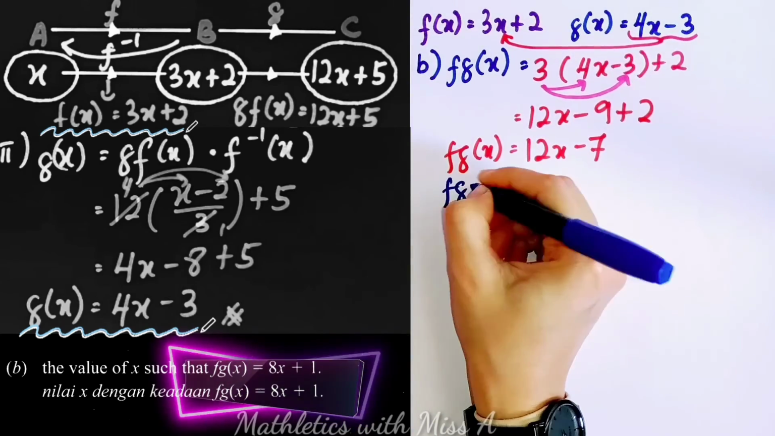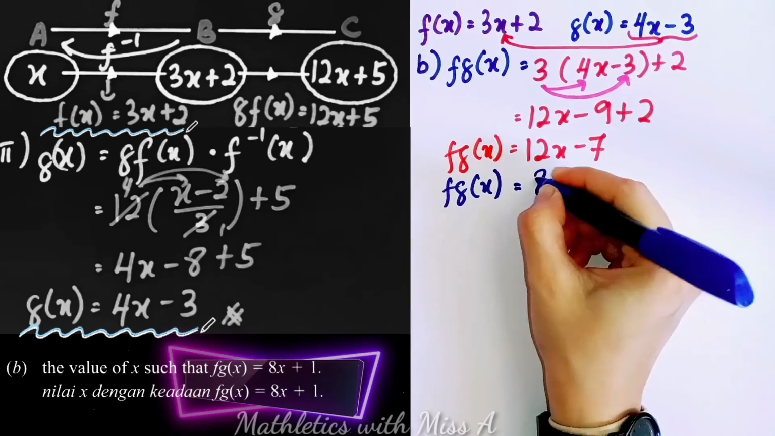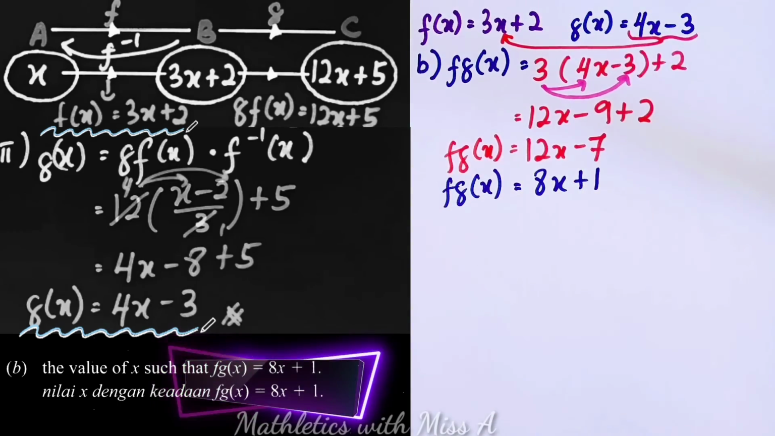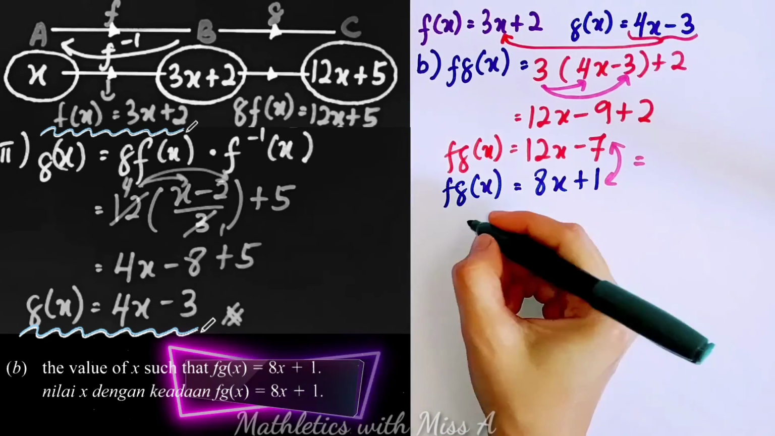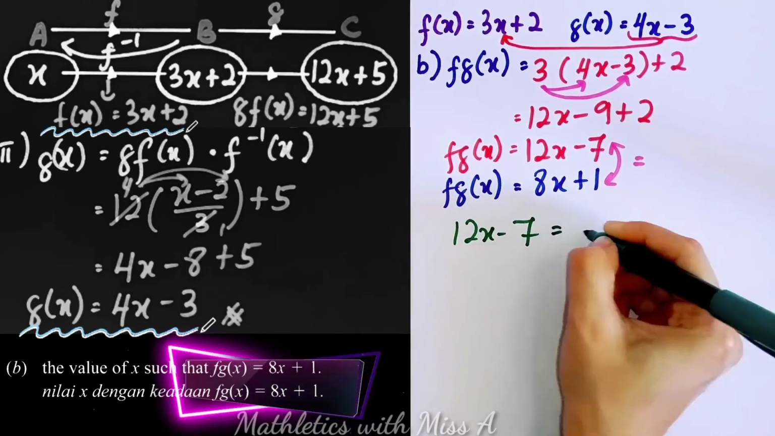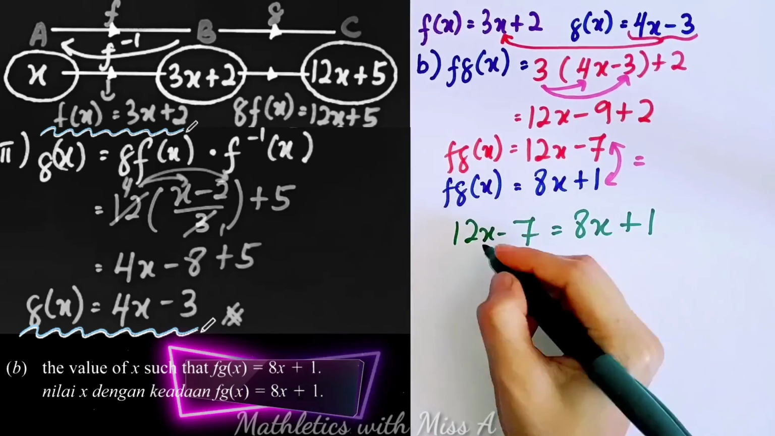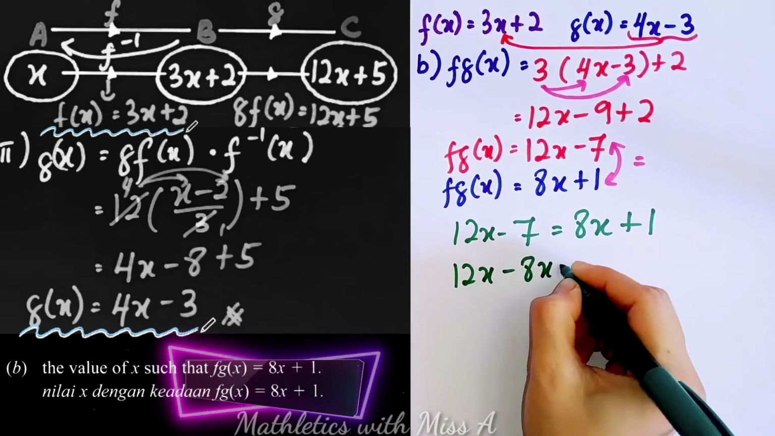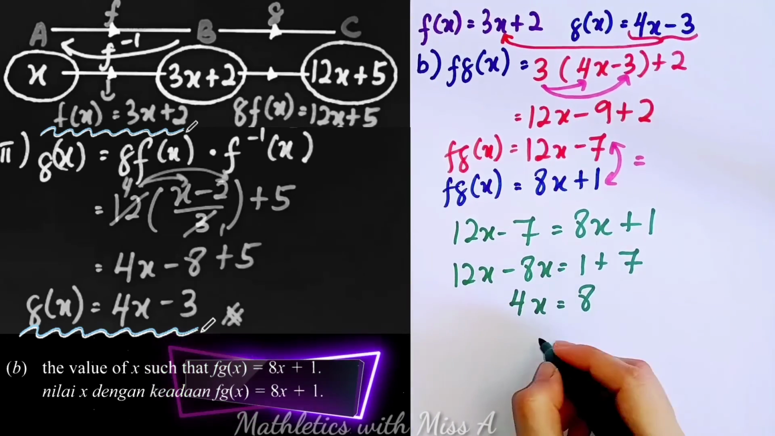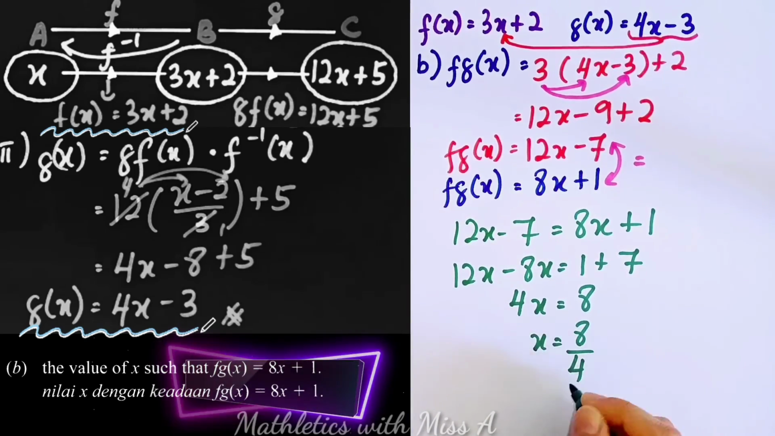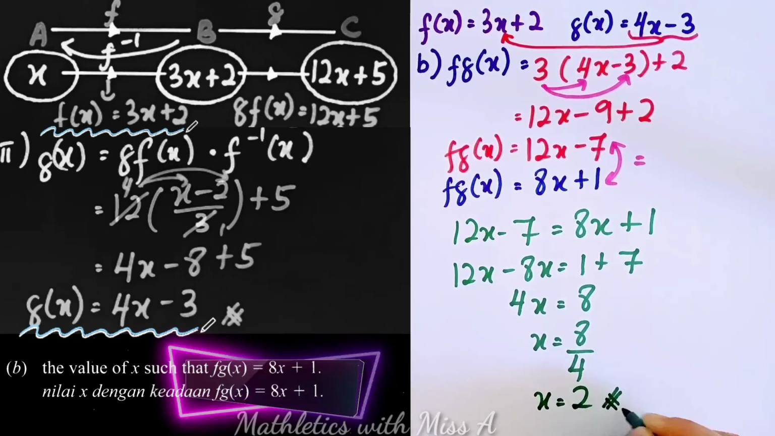So based on the question, fg(x) equals to 8x plus 1. So kita ada dua persamaan fg(x), equal each other, jadikan satu persamaan. 12x minus 7 equals to 8x plus 1. 12x minus 8x equals to 1 plus 7. So 4x equals to 8, so x equals to 8 over 4, and the final answer is x equals to 2.